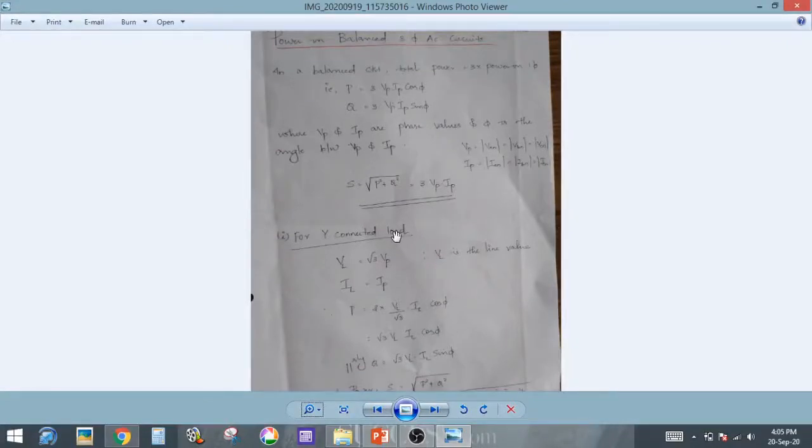Next, power in balanced three-phase circuit. In a balanced circuit, total power equal to 3 into power in single phase. We know power in single phase equal to VI cos theta or cos phi. Magnitude depends on the angle they are taken. This phase angle value or phase angle notation will also differ in each case. In the previous case, we took the angle as theta. That is, power in a single phase circuit is given by VI cos theta or VI cos phi, where V and I correspond to the phase values.